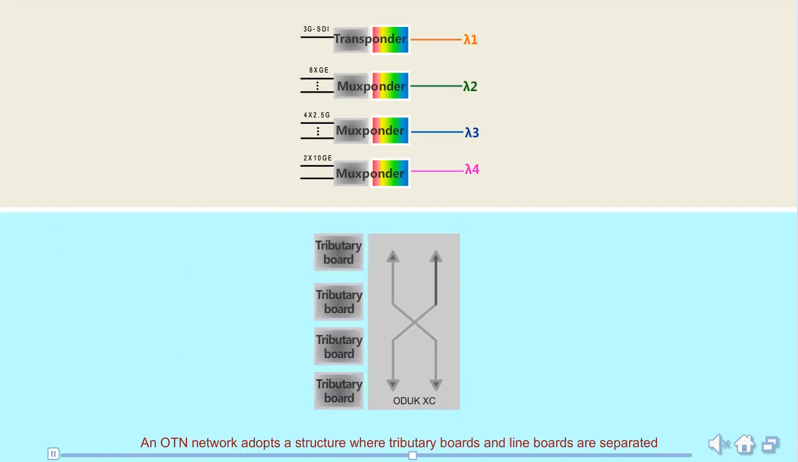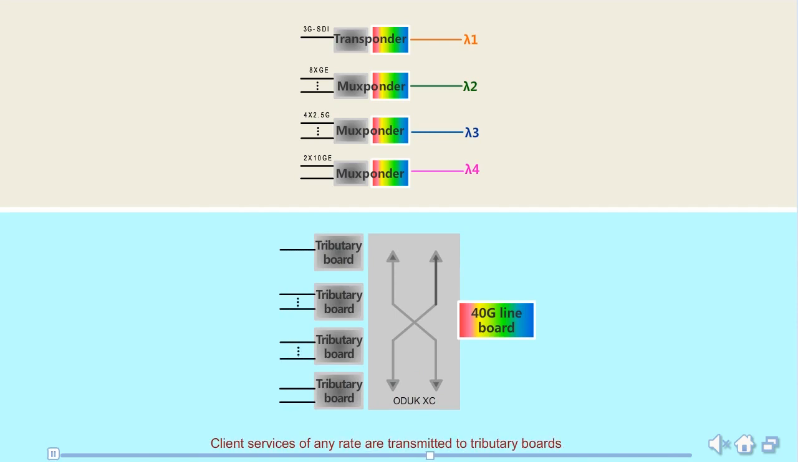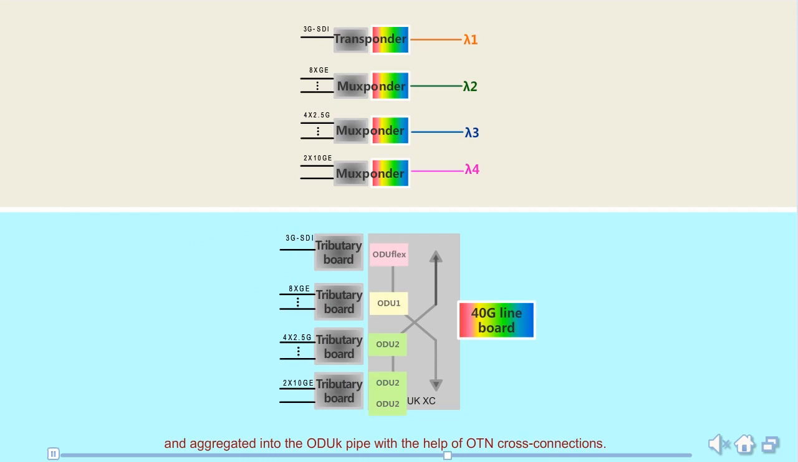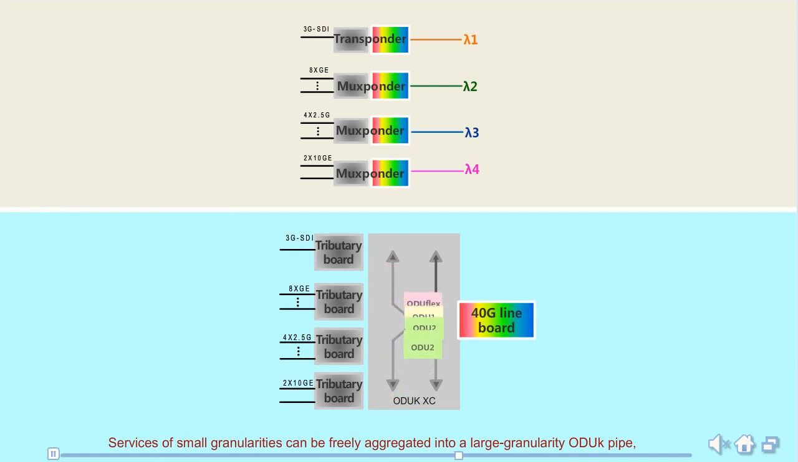An OTN network adopts a structure where tributary boards and line boards are separated, and services are grouped based on ODUk granularities. Client services of any rate are transmitted to tributary boards and aggregated into the ODUk pipe with help of OTN cross-connections. Services of small granularities can be freely aggregated into a large granularity ODUk pipe, implementing flexible grooming of ODUk granularities. The services are then transmitted by the line board. In this way, hybrid transmission of multiple types of services through the same wavelength is realized, which are well aligned with requirements of large capacity multi-service networks.